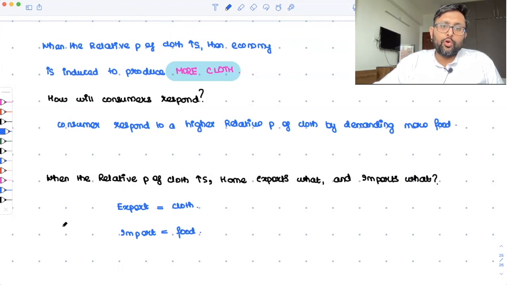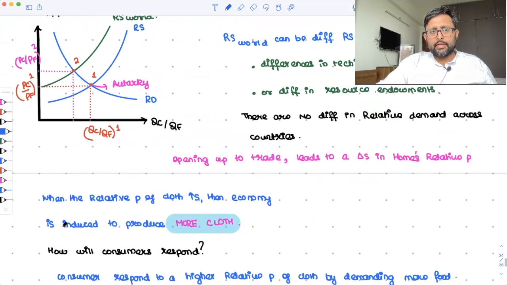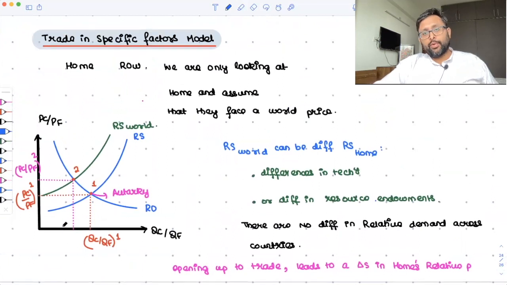In the next recording, we're going to link this with the distribution of income in the economy. Opening up to trade has led to a change in the relative price. It can increase or decrease depending on the position of the relative supply curve. In our example, opening up to trade has increased the relative price of cloth. Changes in the relative price in the home country have a direct effect on the specific factors. We did in the last recording what is going to happen to the capital owners, the landowners, and the ambiguous case for labor. We'll link this with the gains from trade due to the changes in the relative price in the next recording. Thank you.